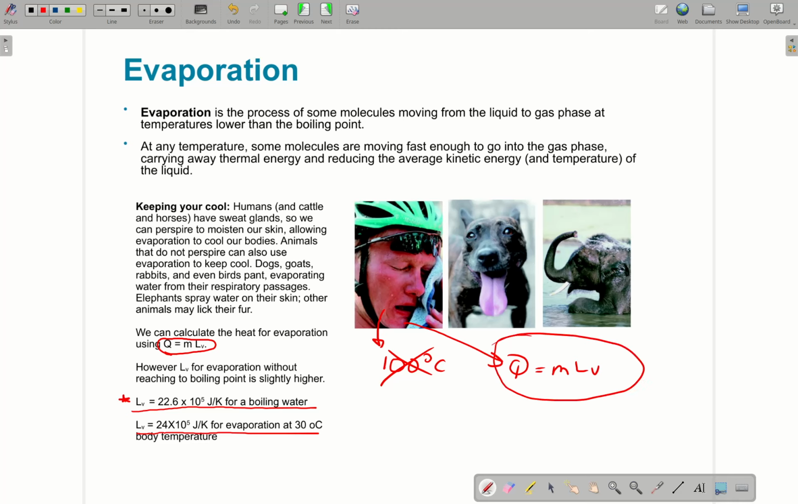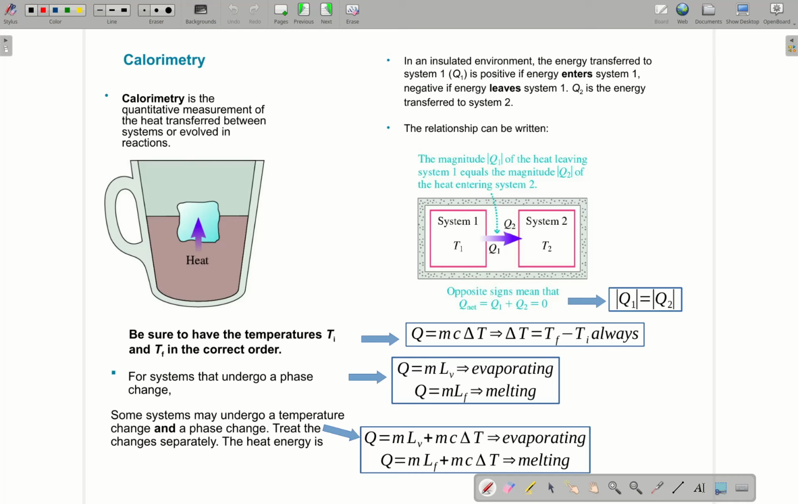We know dogs pant to evaporate water from their tongue to feel cooler. Elephants put water on their body. As water evaporates, they cool off. So that's the idea there.